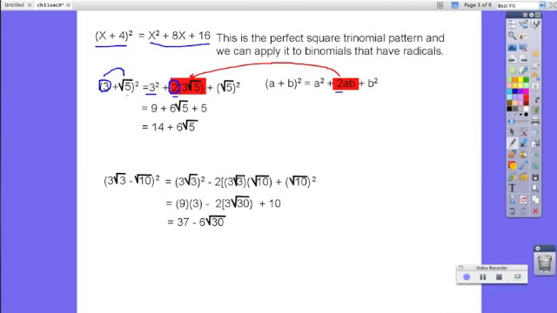Look at the property here. It says 2a times b. Here's the a, here's the b.